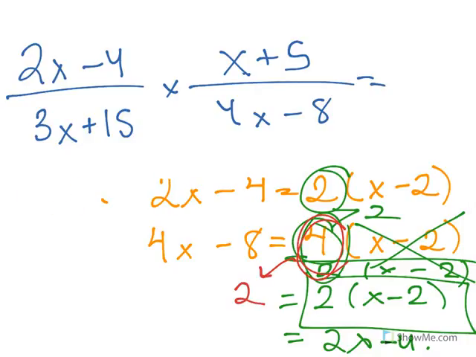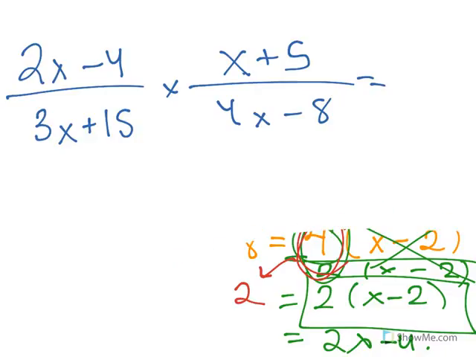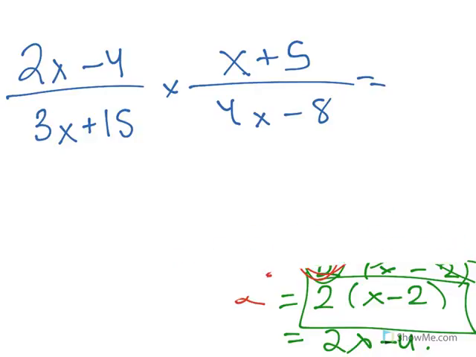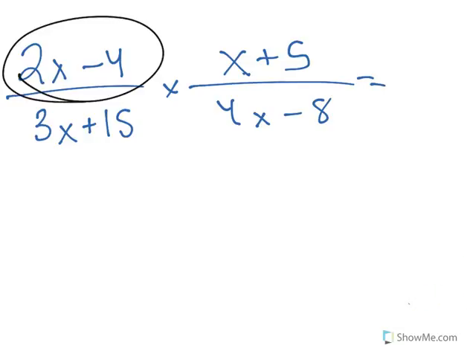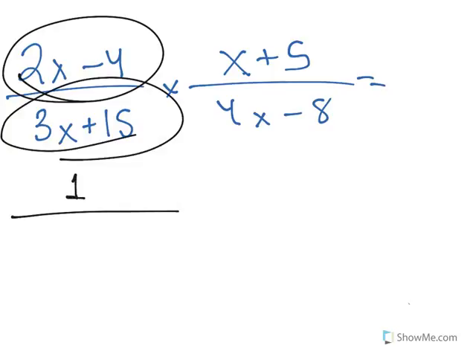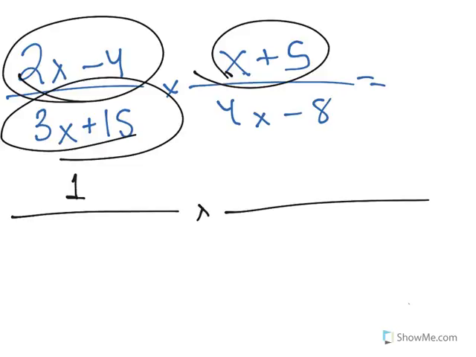And so we'll do exactly the same thing we did in the other case where we had only numbers. We just replace by whatever we decided to divide by. So 2x minus 4 divided by 2x minus 4 is equal to 1. We haven't found yet if there is a common factor between 3x plus 15 and x plus 5, so for now we just leave it blank. And 4x minus 8 divided by 2x minus 4 we decided was 2.